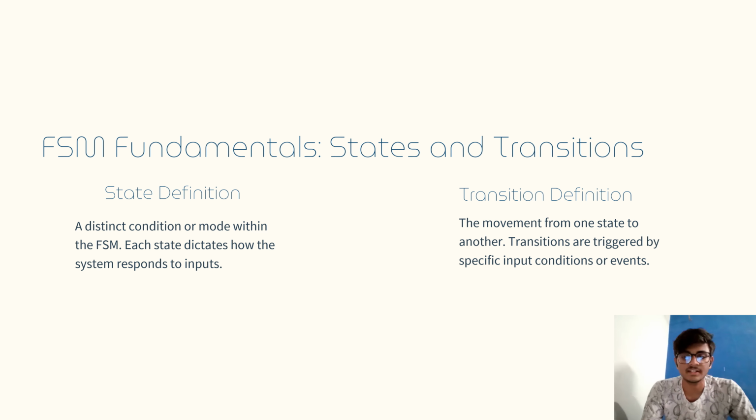And second is the transition. Definition: the movement from one state to another. Transitions are triggered by specific input conditions or events. It means a state transition defines how the FSM moves from one state to another based on inputs. In a Mealy FSM, the transition also determines the output, as it depends on both the current state and input.